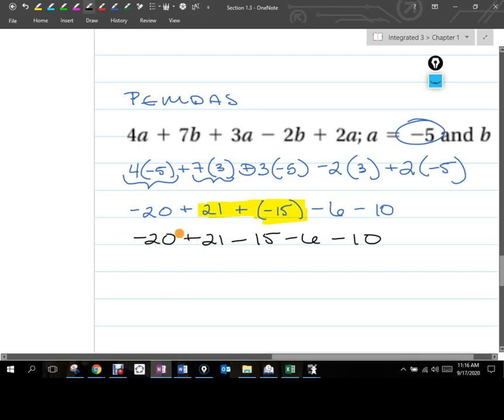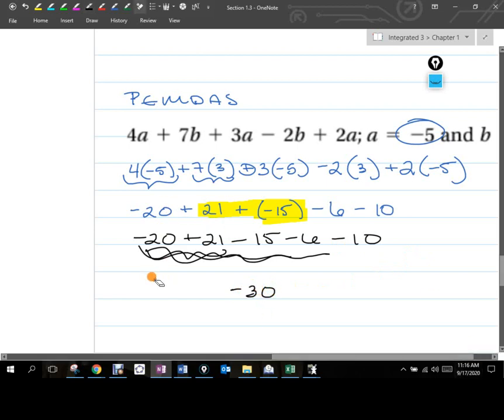If I go negative 20 plus 21, running total, that would give me 1, right? Minus then 15, running total, that would give me negative 14. Minus 6 again would give me negative 20 as a running total, and then minus 10 gives me a total of negative 30. Is that okay with everybody?